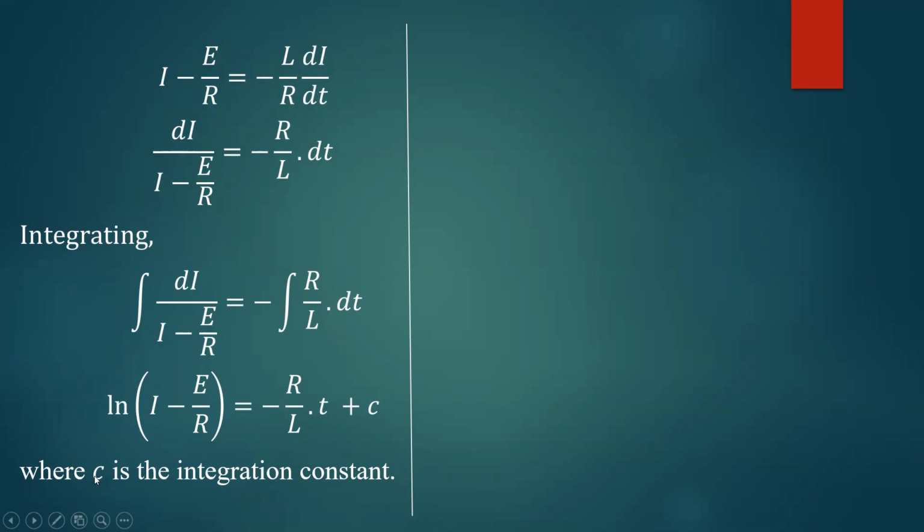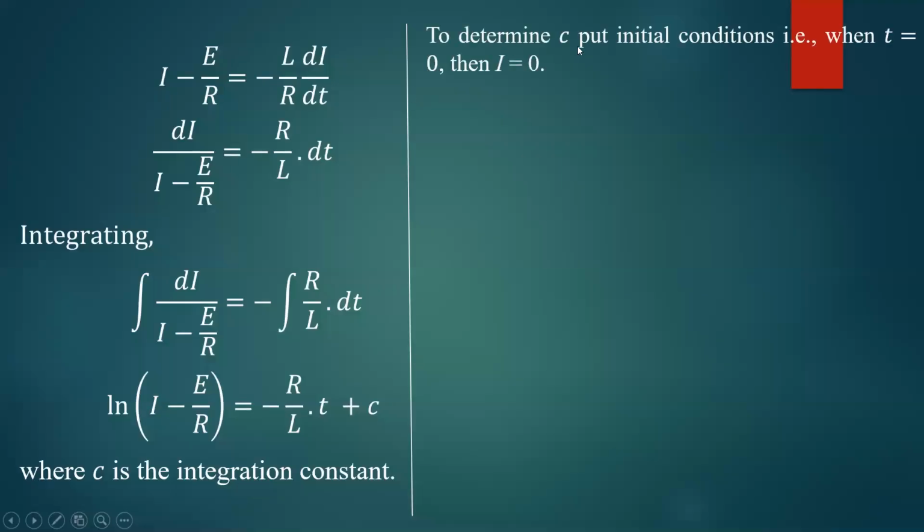To find the integration constant c, you can apply the initial condition. When t is equal to 0, what was the value of current? Before closing the switch, the current through the circuit was 0. That's why at t equal to 0, I equal to 0. Put that initial condition, when t equal to 0, I was 0, and you will get the value of c. Therefore c is equal to ln of minus E by R.